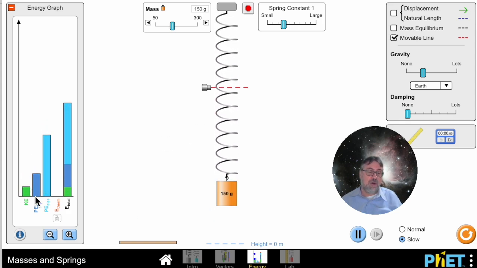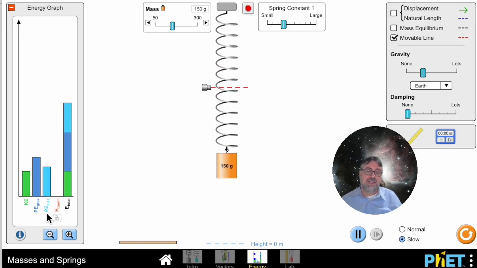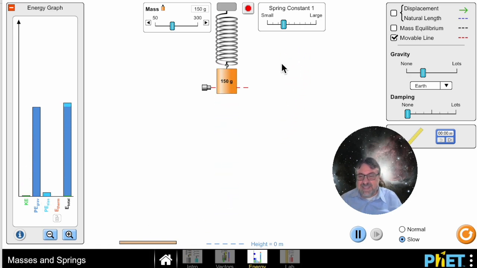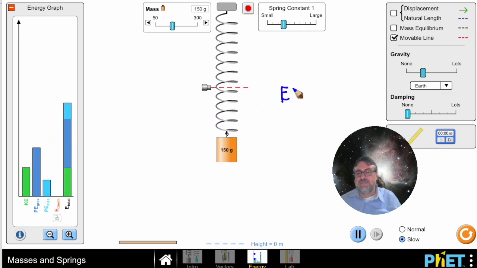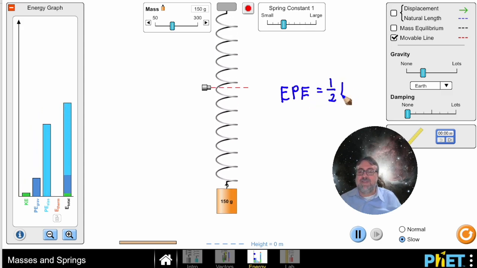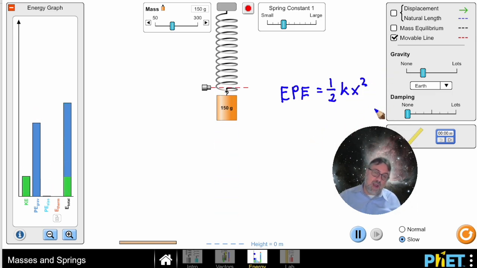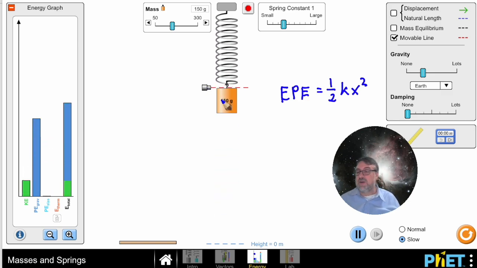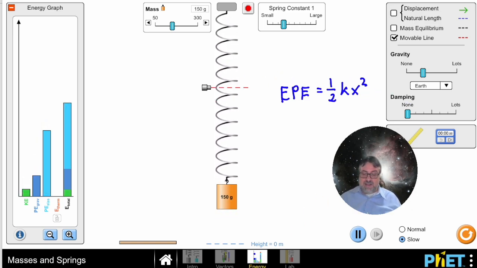As I drop lower, I'm decreasing my gravitational potential energy, but at the same time I'm increasing the potential energy of the spring. Now, the energy stored in the spring, the elastic potential energy, is equal to 1/2 the spring constant K times the stretch of the spring squared. That would be the stretch as measured from this dotted line, which I had set when the spring was not stretched at all.